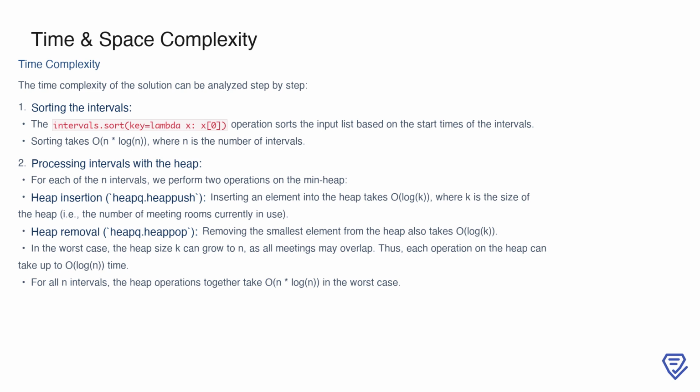For each of the n intervals, we perform 2 key operations on the heap: insertion and removal. Insertion, handled by heap.heapPush, and removal, handled by heap.heapPop, both take O(log k) time, where k is the size of the heap. In the worst case, when all meetings overlap, k can grow to n, making each operation take up to O(log n). Since we perform these operations for all n intervals, the total time spent on heap operations is O(n log n). Combined with the sorting step, the overall time complexity becomes O(n log n).